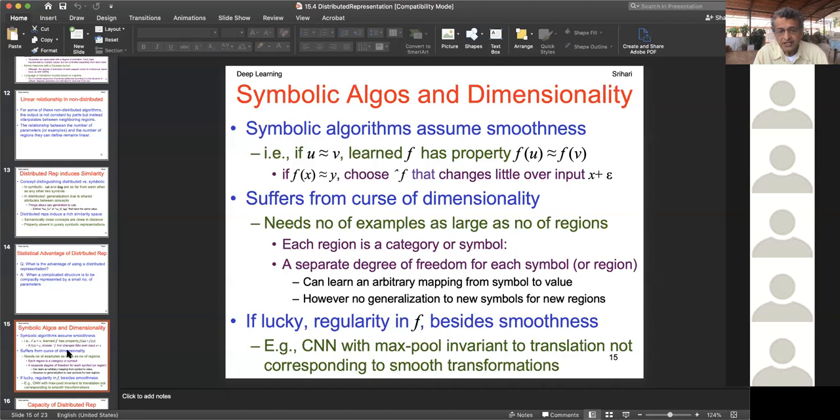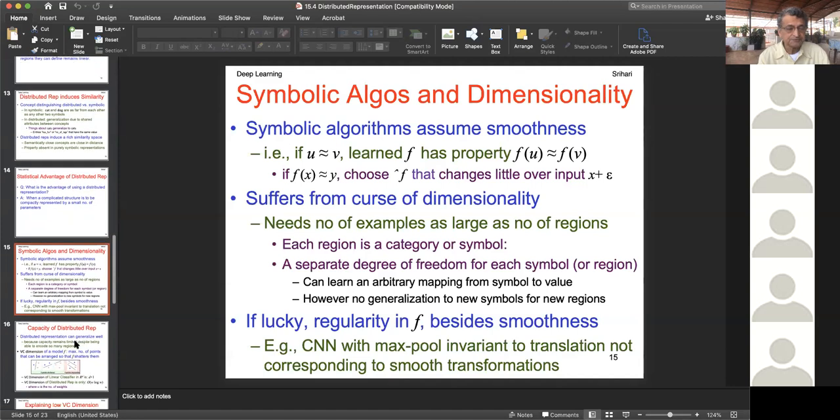If lucky, there is regularity in F besides smoothness. So it is also possible that there are some regularities in the function besides smoothness. And there are some examples of CNN with max pooling, which have the main variance. So the main point of this slide is that the methods are prone to this because the number of subdivisions goes up with dimensionality. If the input dimensionality is high, the number of regions is going to be very high, and you need more samples.